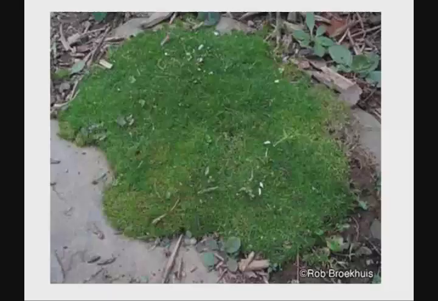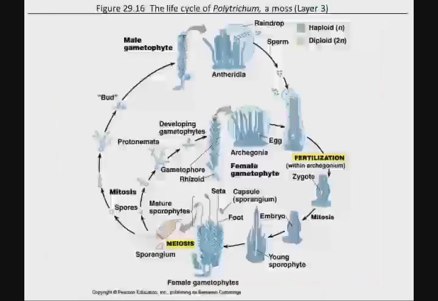So the gametophyte is haploid. That is the dominant generation. It's the most obvious one. It has the most biomass. So the gametophyte produces gametes. So in this case, you've got male and female gametophytes.